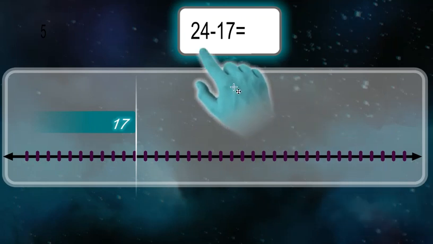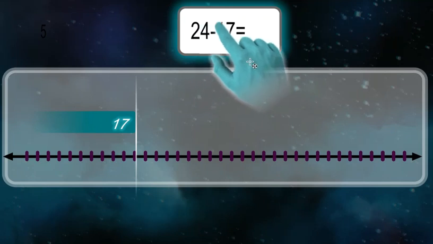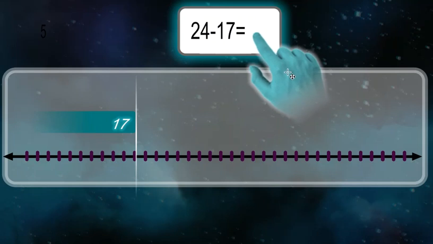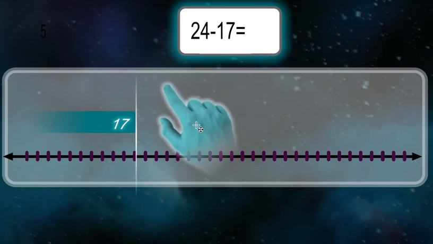Here I hope to demonstrate to you how we can measure the difference by counting on. 24 subtract 17. What is left over? What remains, or as we mathematicians say, what is the difference? Well, here's one way of doing it.